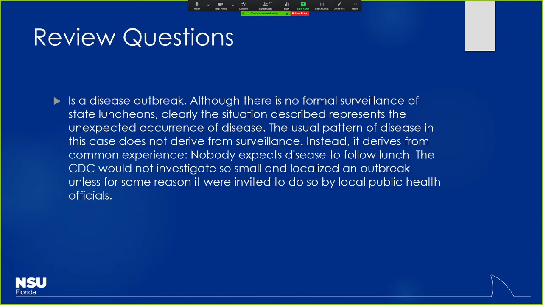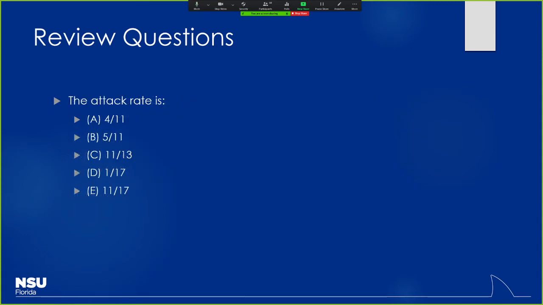Okay, so continuing on, it says the disease outbreak, and again, you can go back and read through that. It says roughly the same thing we talked about. Now, in this case here, what would we consider to be the attack rate? I kind of mentioned that before.